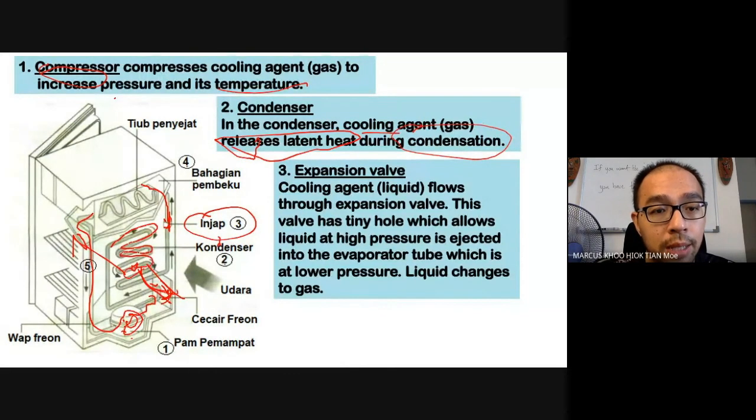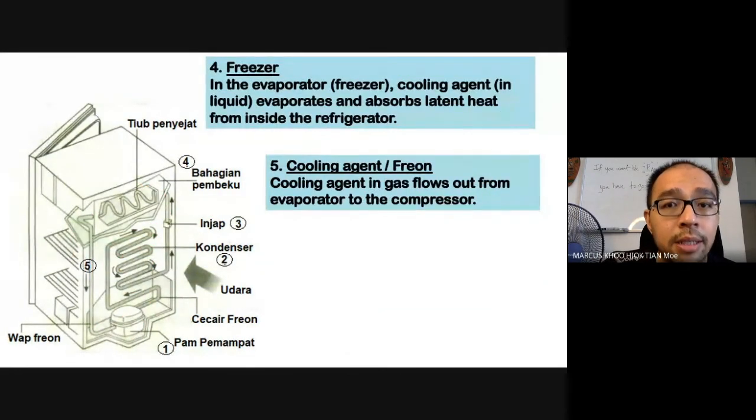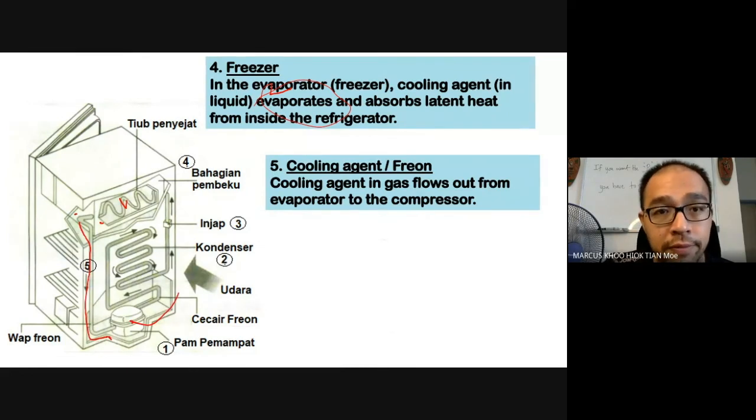So the liquid comes over here into the expansion valve. In liquid form, it will be ejected into the evaporator tube, which is at low pressure. It goes inside here into the freezer, and it will become gas as it evaporates. And then finally, the gas will flow out back into here, go back into the compressor, and so on and so forth.